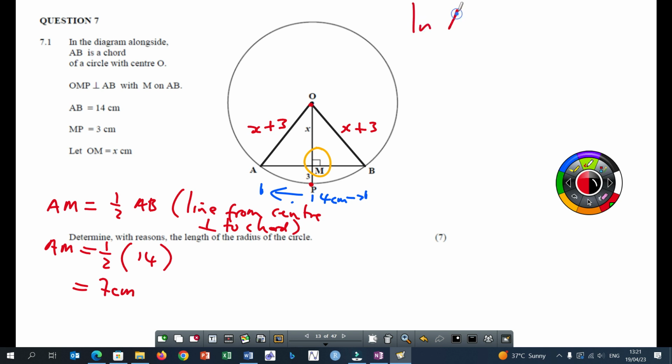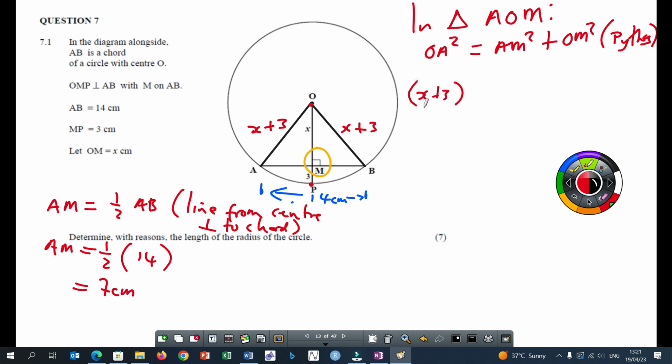And the next thing is to identify the triangle that I'm going to apply the theorem of Pythagoras in. I'm almost done now. So I'm going to choose AOM. In that triangle, OA squared will be equal to AM squared plus OM squared. And that's Pythagoras. So what is OA? It's X plus 3. So we are now doing algebra. Then AM is 7, so that's 7 squared.